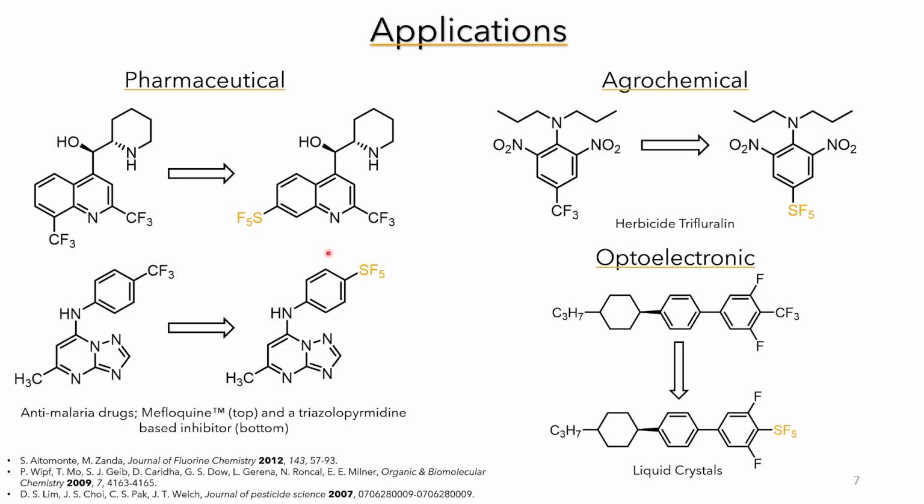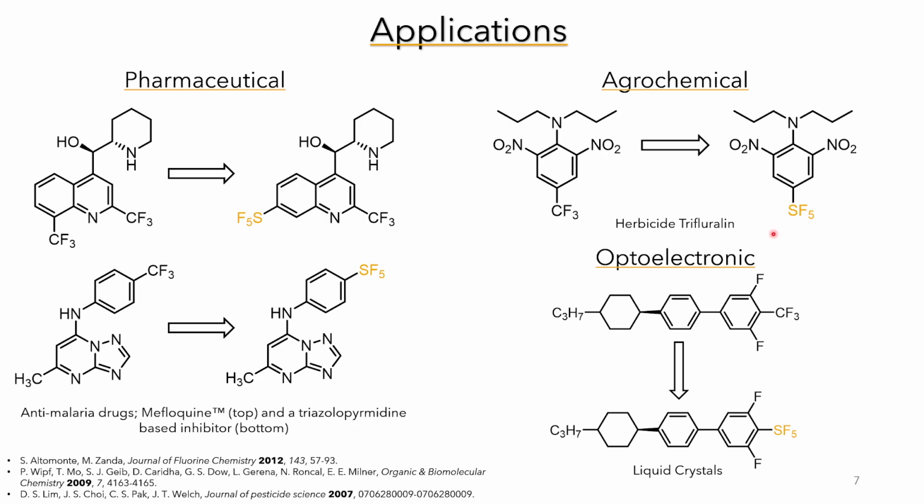Now, the other drug here, a similar story. This is unnamed, but it's a triazolopyrimidine inhibitor. It also has improved effectiveness with the SF5. Same story for the agrochemical industry. These herbicides, this one specifically called trifluralin, has improved activity with SF5 functionalization.